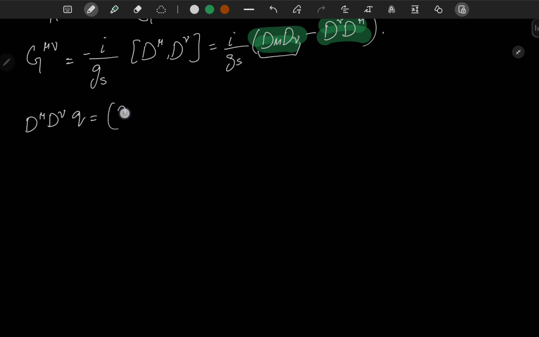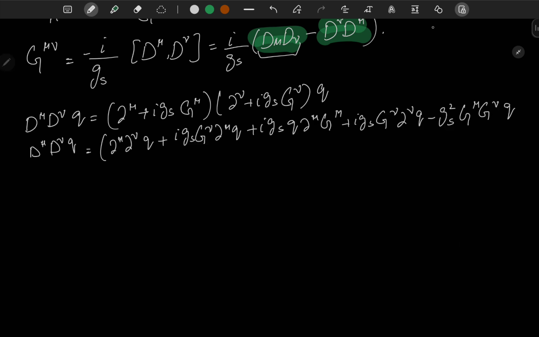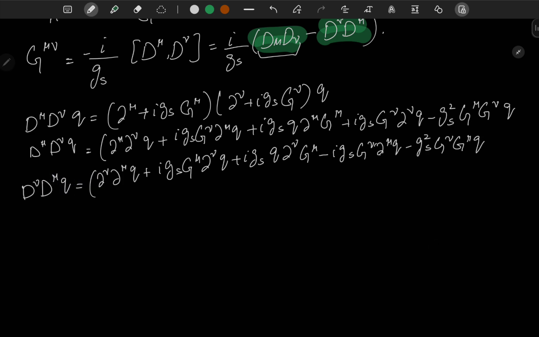Applied on Q, it can be written as D_mu plus iota g_s g_mu, multiplied by D_nu plus iota g_s g_nu. I'm going to pause here. So this is the multiplication. We can do the same thing with D_nu D_mu. Okay, so here's the result.